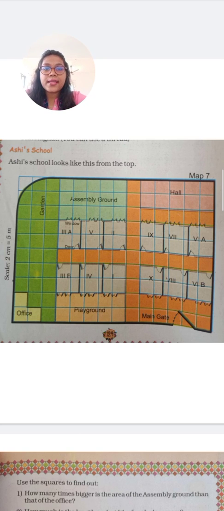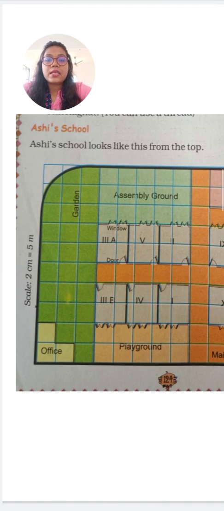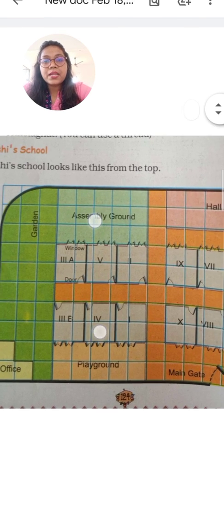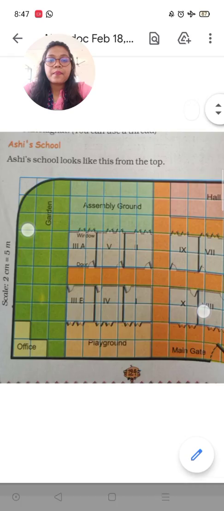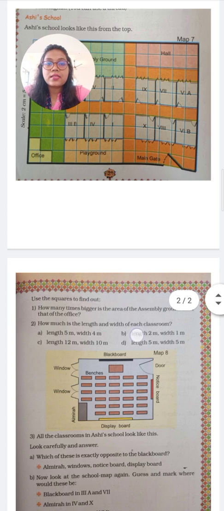Okay, so here you can see the school map is given. At the top you can see the assembly ground hall, at the bottom you can see the playground and the main gate of the school. At one corner you will see the office, at the second corner there is a garden, and here the scale is given. The scale is 2 centimeter is equal to 5 meter. It means one box is 2 centimeter on paper, and it represents 5 meter.